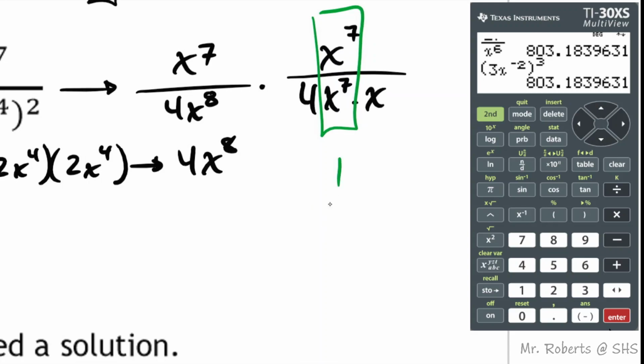So my final answer is 1. It's 1 in the numerator, and in the denominator, I have 4x.